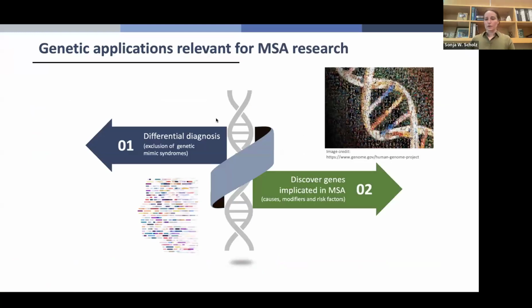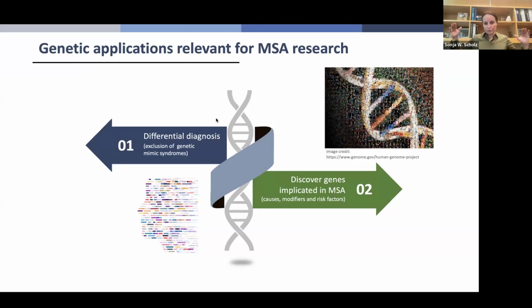But then the other application is that we want to use genetics to understand what is actually going on with multiple system atrophy. Ideally, we want to learn what is causing it. It is unlikely that genetics is the cause of it, just because we don't really see it running in families. But we think that there's good evidence that there are risk genes and modifiers that are playing a role that may explain some of the variability.